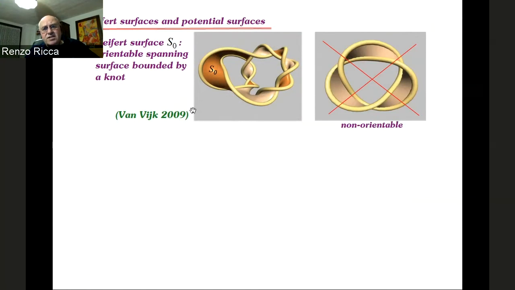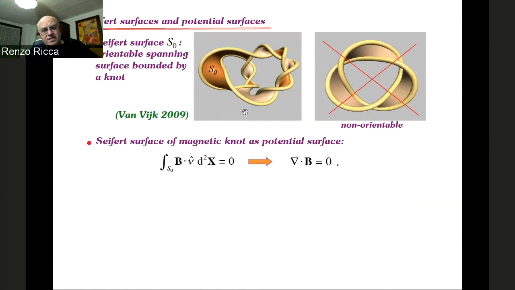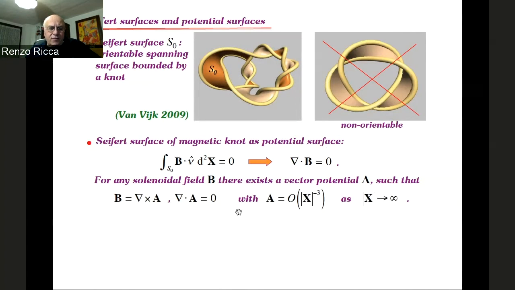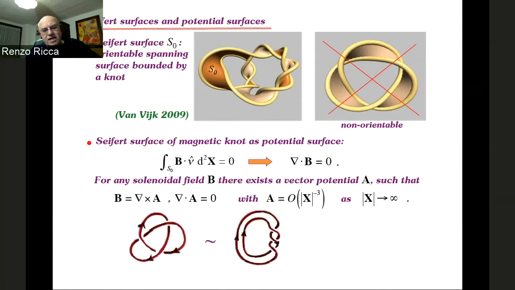A Seifert surface is an orientable spanning surface bounded by the knot, so we have to look for orientable surfaces. Now, in the case of magnetic fields, of course, these surfaces are potential surfaces, and we can identify them as a surface for the potential vector A. But what is interesting is that you may have a knot, say a trefoil knot, and you can deform it to another shape and then another shape. And what happens to the surface bounded by this knot?